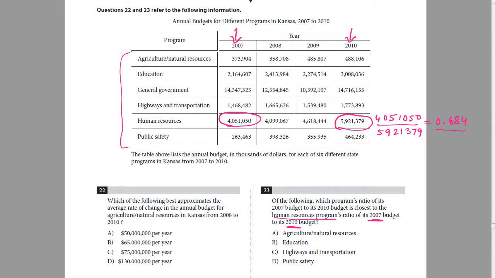Now I have to look for the ratio that is closest to this ratio among these groups. So let's find out the ratio for the agriculture and natural resources group. So this value divided by this value. So let's see what I'll get. 373,904 divided by 488,106. 0.766.